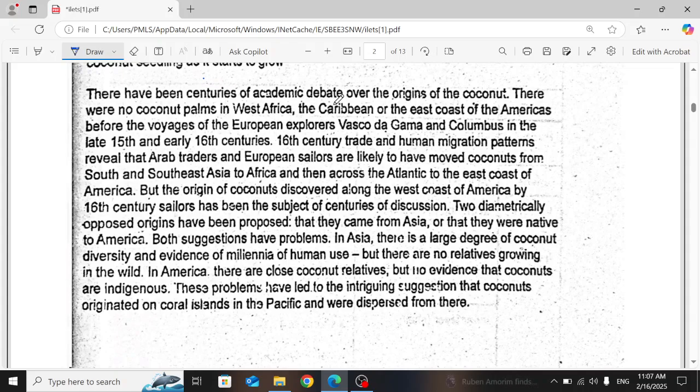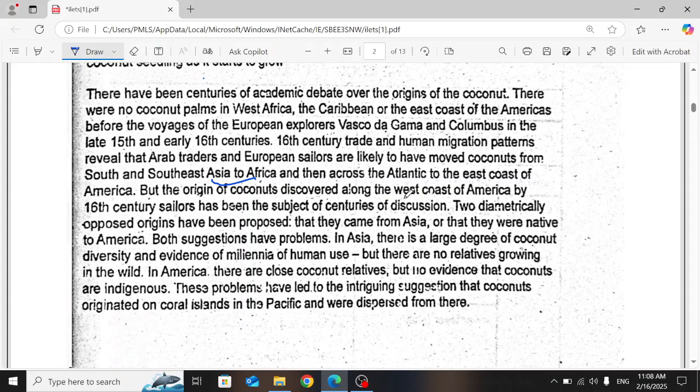There have been centuries of academic debate over the origins of coconut. There were no coconut palms in West Africa, the Caribbean or the east coast of the Americas before the voyages of the European explorers Vasco da Gama and Columbus in the late 15th and early 16th centuries. So in the western countries there were no coconut palm trees, and we read in a question that coconuts were transported to Asia from America. So that was false. 16th century trade and human migration patterns reveal the Arab traders and European sailors are likely to have moved coconuts from South and Southeast Asia to Africa and then across the Atlantic to the east coast of America. So coconuts were transported from Asia to America but not from America to Asia. So that question was false.